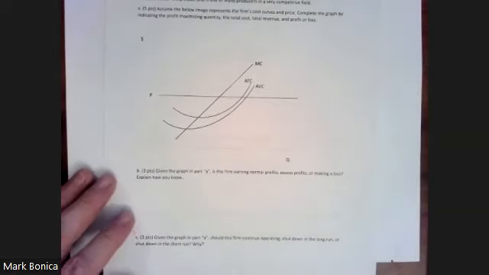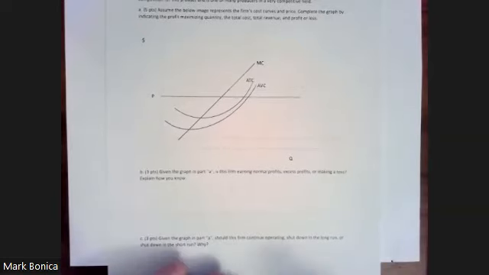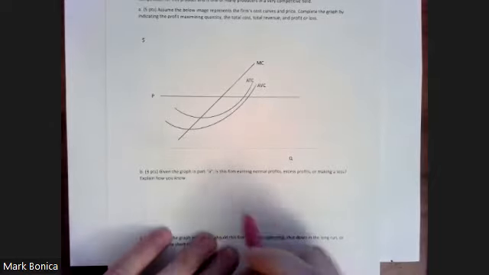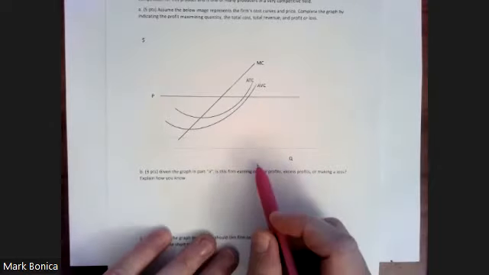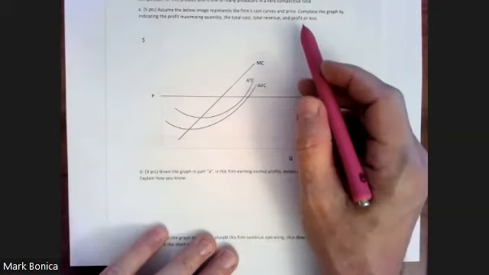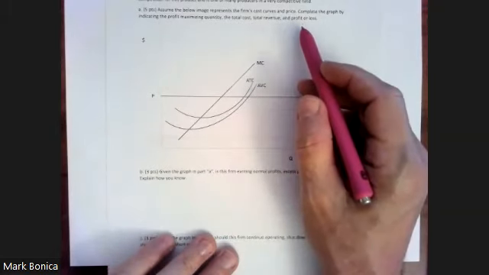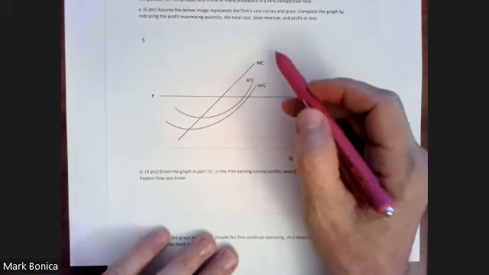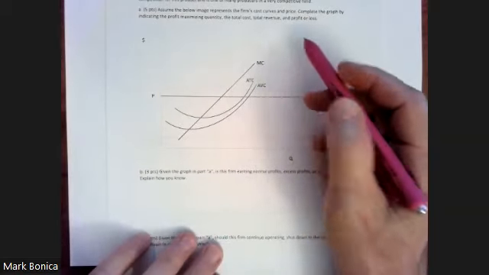All right. Last two are basically just asking you to do what we just did, but just graphically. So given the graph in part, assume the below image represents the cost curves and price. Complete the graph by indicating the profit maximizing quantity, the total cost, total revenue, and profit or loss.